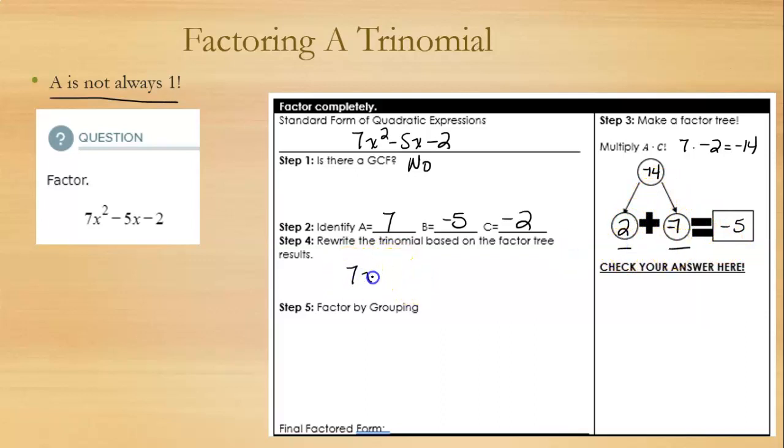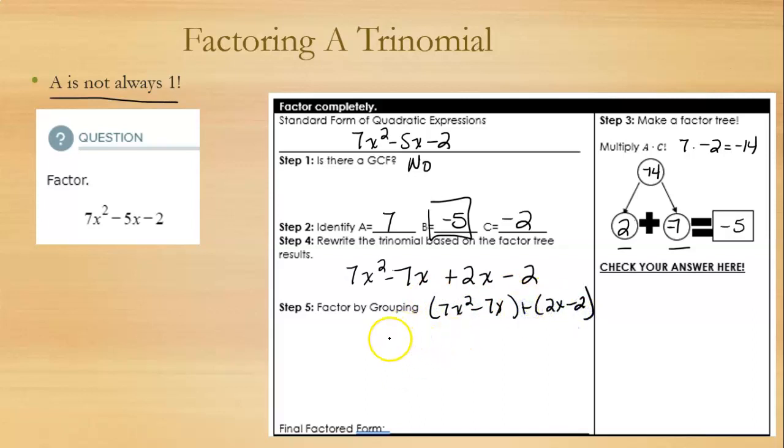Now I'm ready to rewrite. 7x squared. I like to put the negative first, so that's minus 7x. I'm replacing b, remember, so the negative 5x is gone, and I'm left with negative 2 for the constant. Now I'm ready to factor by grouping. 7x squared minus 7x plus 2x minus 2. We're going to factor out the GCF of 7. That leaves me, ooh, I want to be careful here. Both of these have an x with them, so I should have taken out a 7x. That leaves me with x minus 1 because 7x divided by 7x is 1.